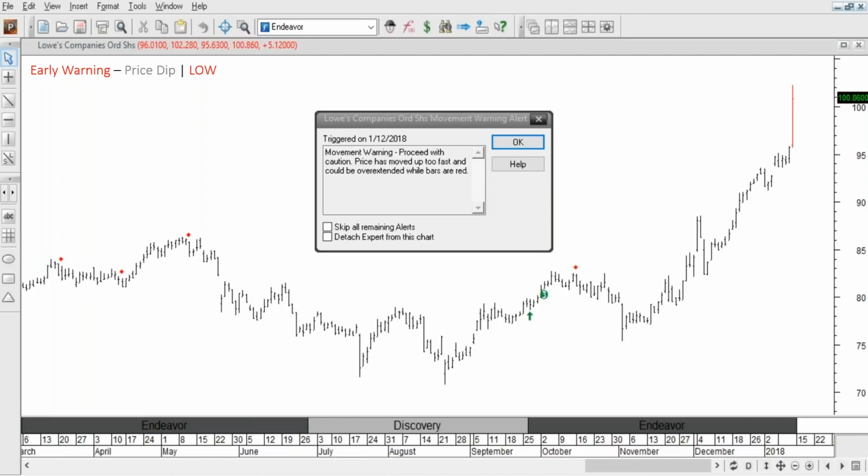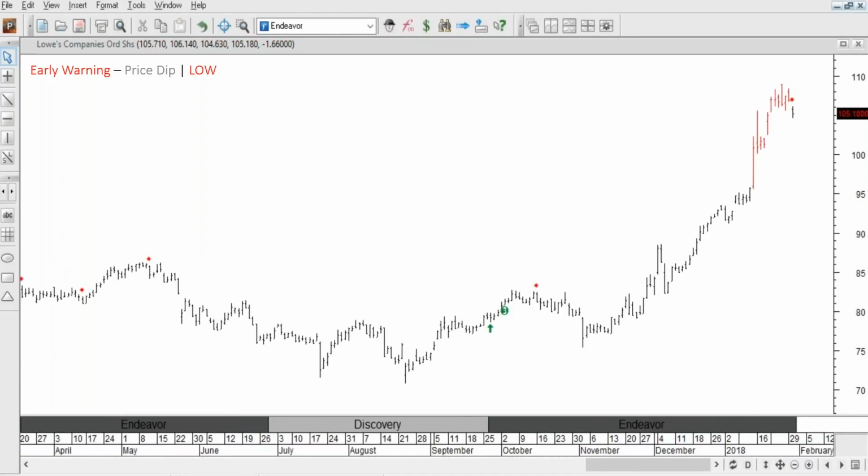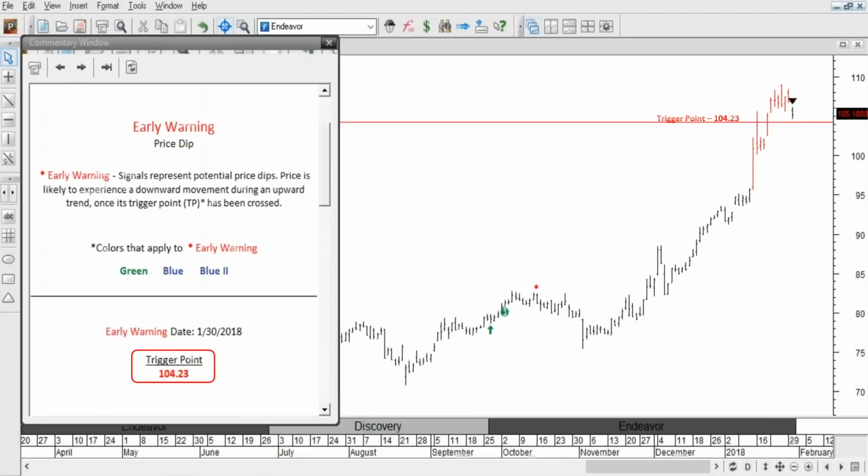So I'll jump forward in time. This is now 11 days later, and now price has consecutive red bars and an early warning signal. This is when you have to seriously consider evaluating if you should stay in this trade or sell out, because you know that if the trigger point is taken out, you're likely to get a 2 to 5% dip in price. So I'll open the commentary and get the trigger point 104.23, represented by the red line in the chart.